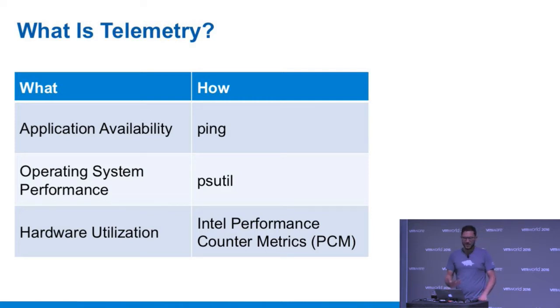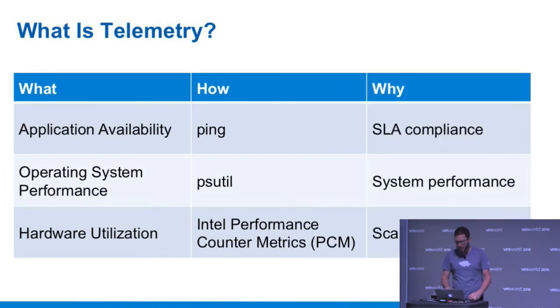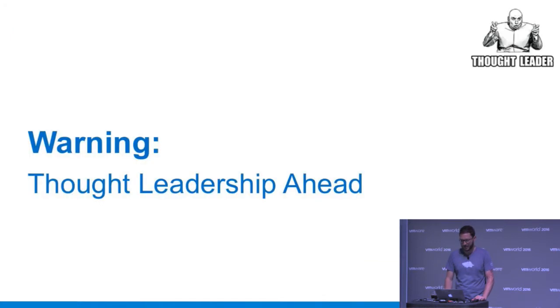So if we take a practical example, like we need to just basically see if our application's alive, we'd probably use ping. Or if we can talk to the world. If we want to look a little at our operating system, you might use a very common package called psutil. And if you want to look at your hardware utilization, you might use an Intel Performance Counter, PCM. But it doesn't tell you the why. The why is because we have SLAs we have to be compliant to. We have system performance that we have to keep within a range as well. And predicting our hardware usage is huge to knowing if we need more servers in the near future.